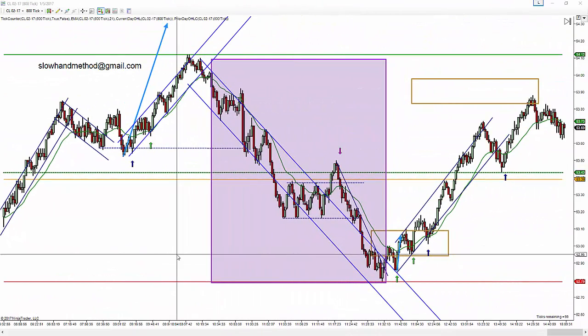Hello, this is Vance, and this is Thursday, January the 5th, 2017, and these are the CL trades for today using the slow hand method for price action.